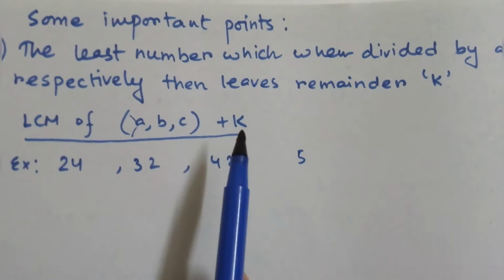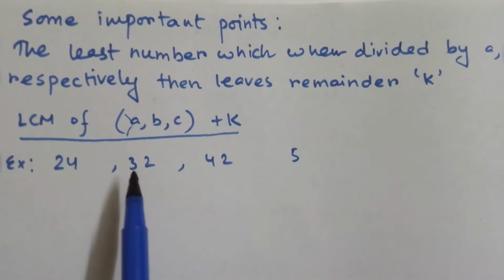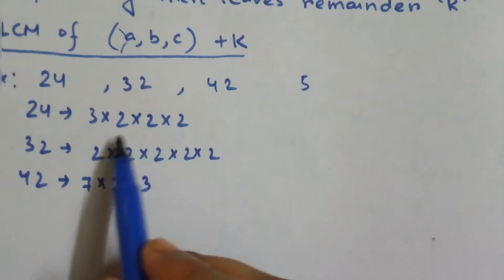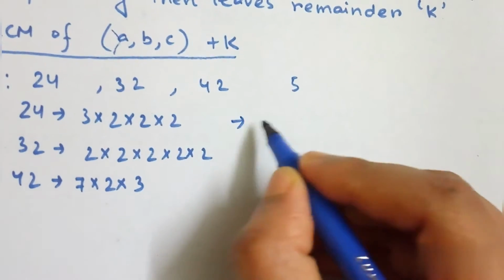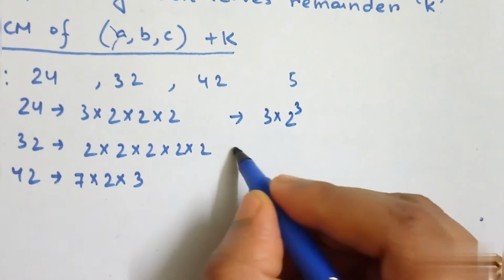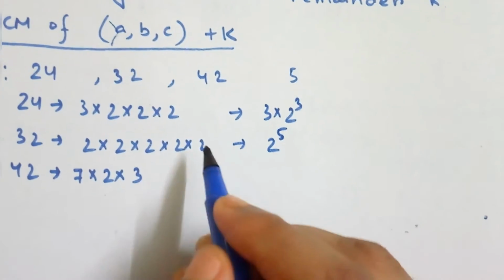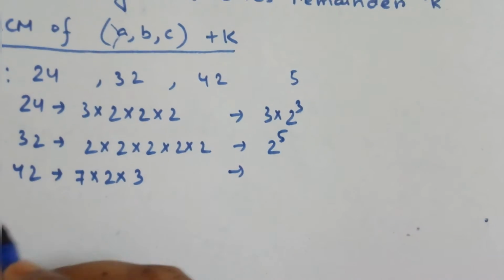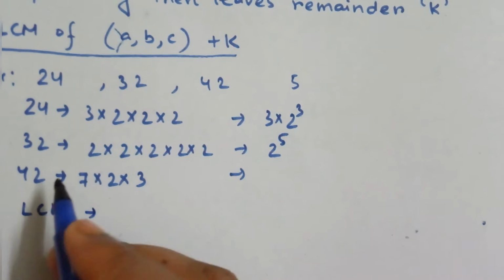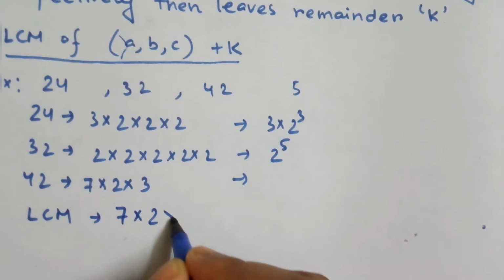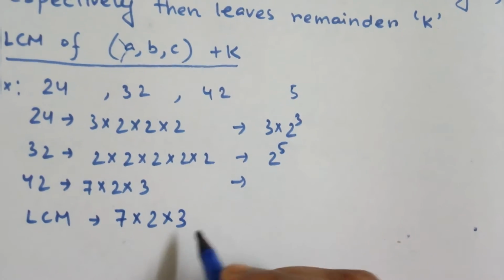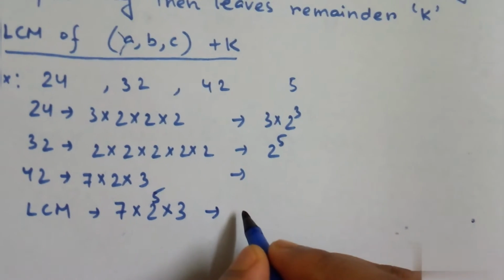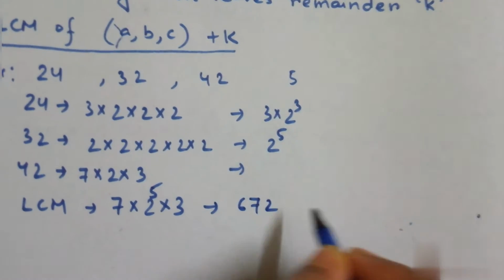First you have to find out the LCM of 24, 32 and 42. So first we write these 3 numbers in prime factors. We can write 24 like 3 into 2 to the power 3, 32 like 2 to the power 5, and 42 like this. So the LCM will be 7 into 3 into 2, with maximum power, so 2 to the power 5. So this will be 672.